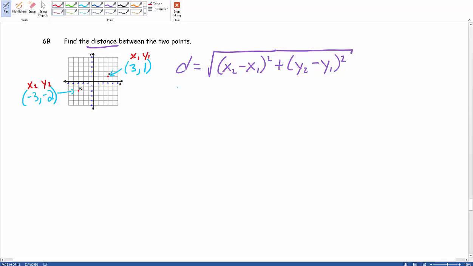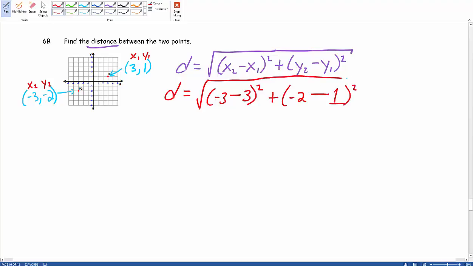So when we throw those values in, we end up with d is equal to the square root of our x2 here, which is -3, minus our x1, which is 3, and that is being squared, plus our y2, here is our y2, -2, minus our y1, and here's our y1, and that is being squared. This entire thing is under that square root.